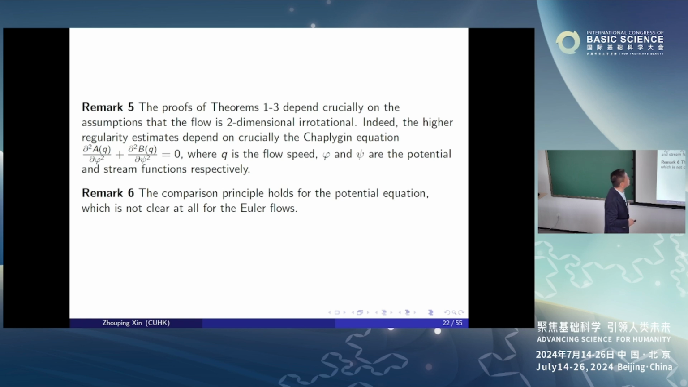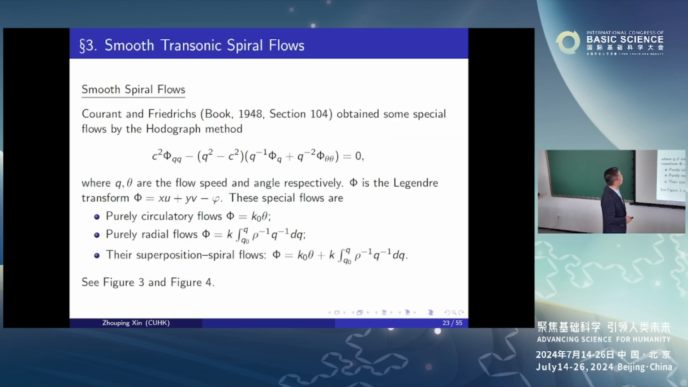That's why we want to develop something that does not depend so much on Chaplygin type equations, and we still want to study transonic flow. So that's something we want. The first example we try is the spiral transonic flow. In this case, the sonic curve is not exceptional, and also you have accelerations.